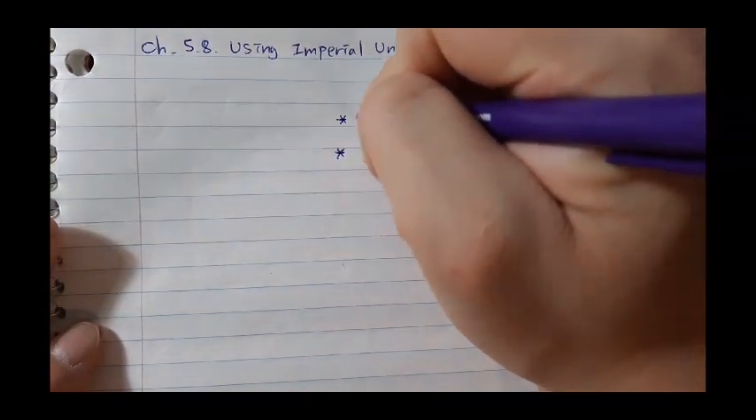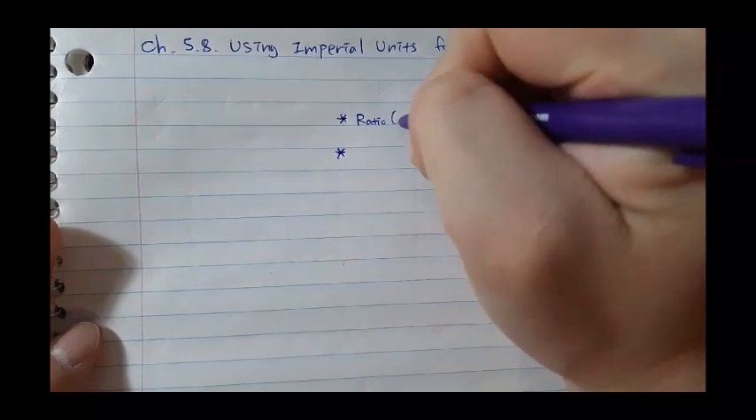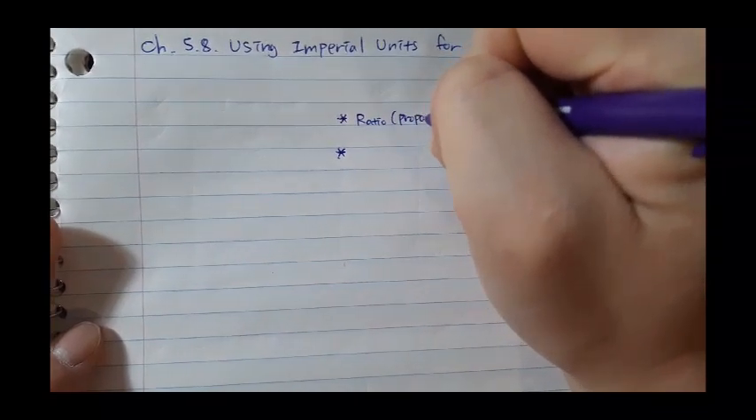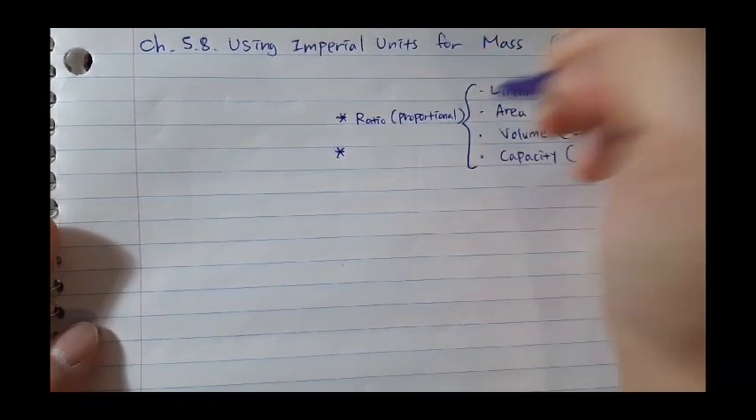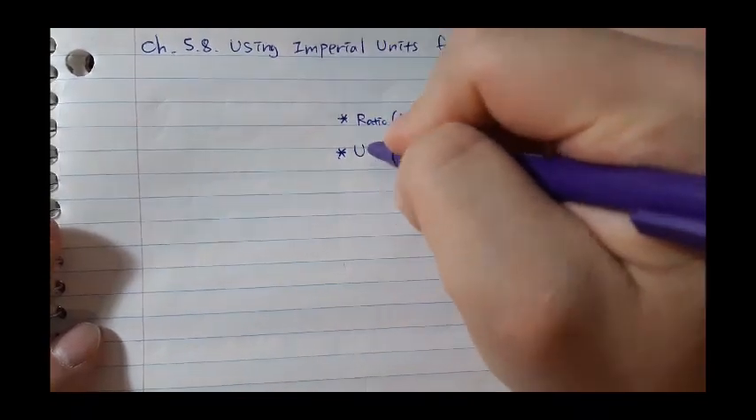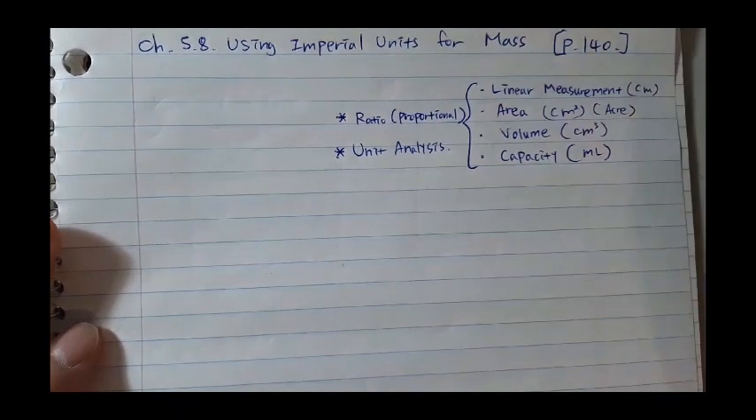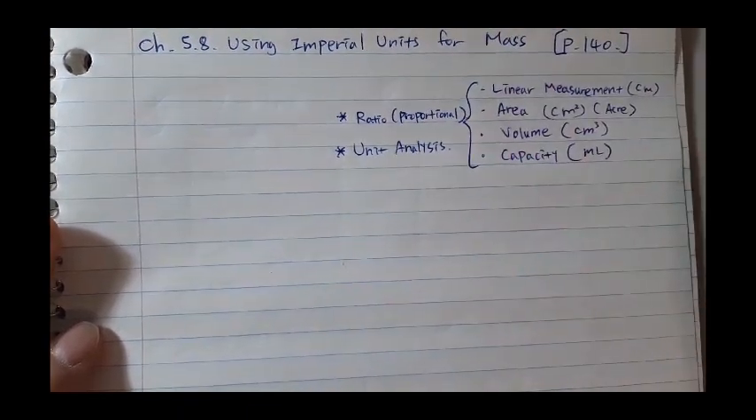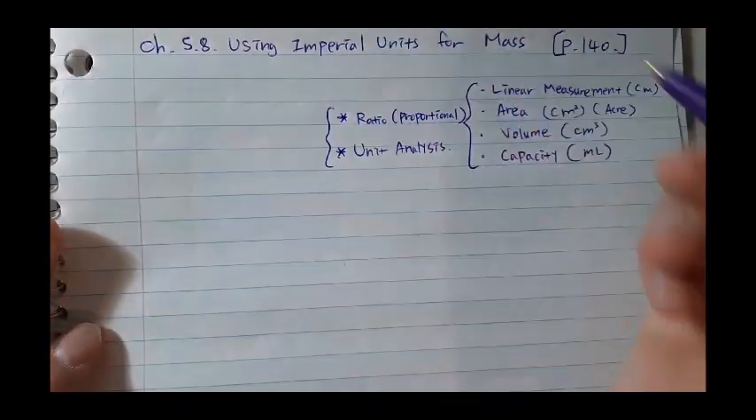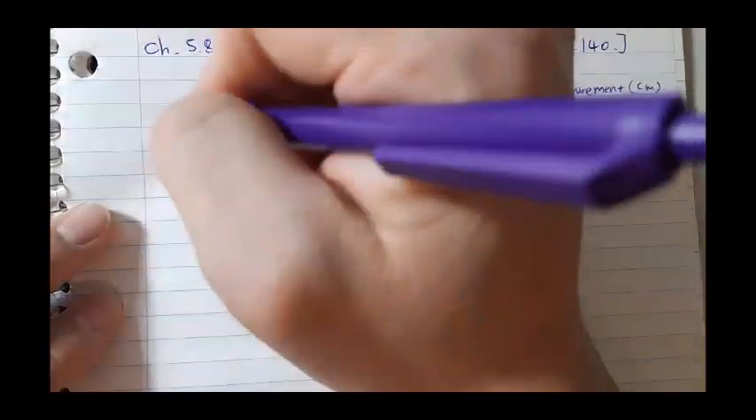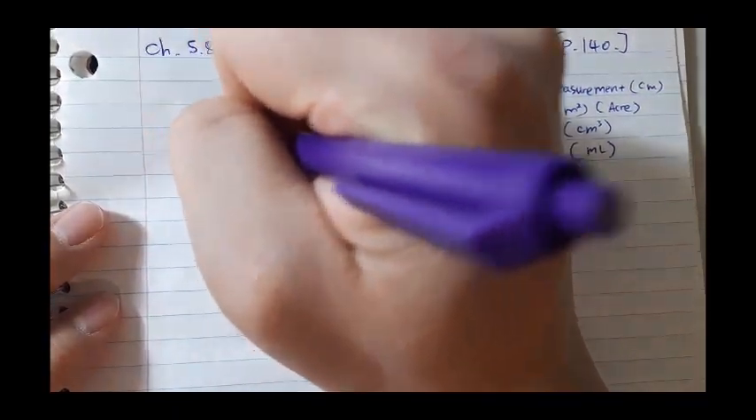Number one was ratio, proportional method. Another one was unit analysis. Formula was not needed. In order to use these two, we basically need some kind of reference table.